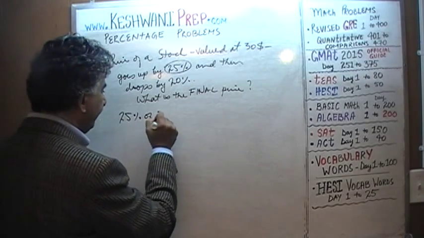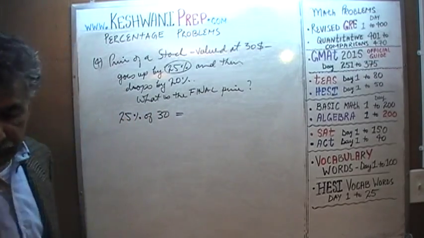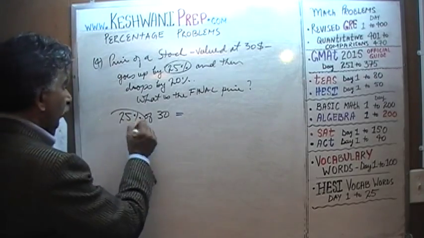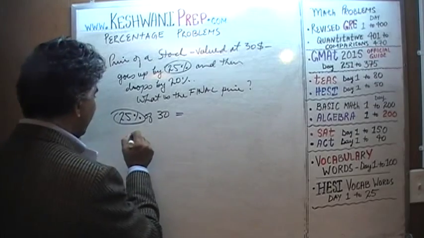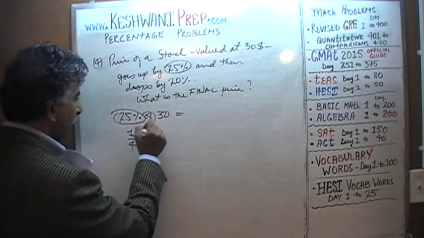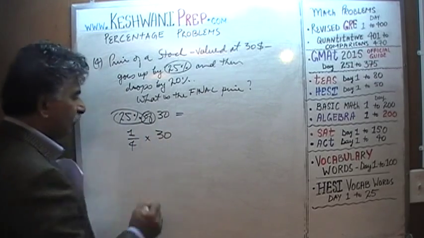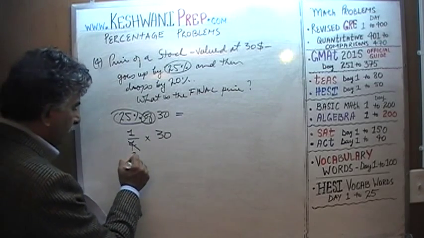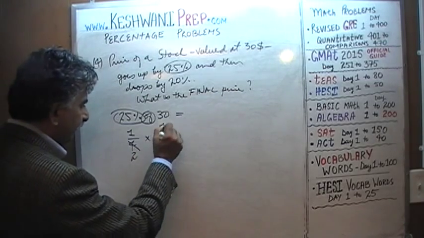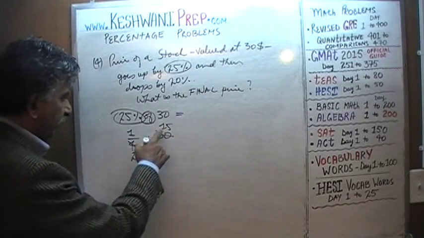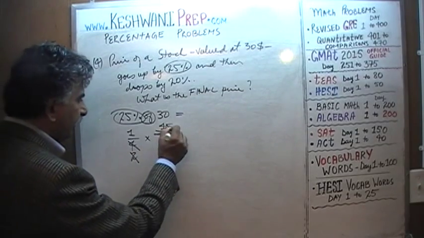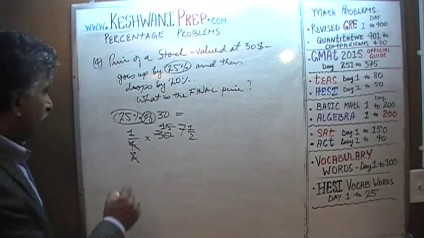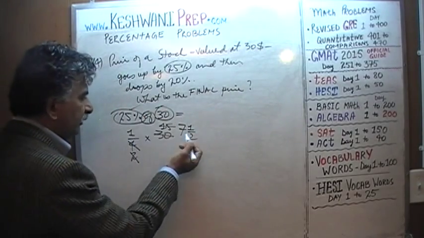25% of 30 is simply 1/4 of 30. 25% of anything is simply 1/4, and of means times. It's just 1/4 of 30. Let's divide top and bottom by 2. 4 will become 2 and 30 will become 15. Let's divide top and bottom by 2 again, and 2 will go away and 15 will become 7.5. So in other words, a quarter of 30 is 7.5.